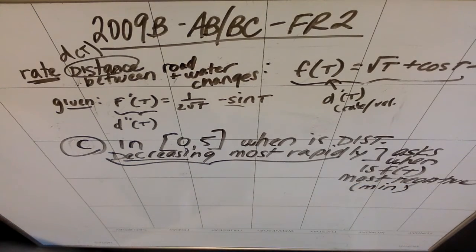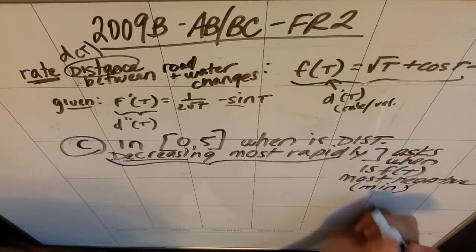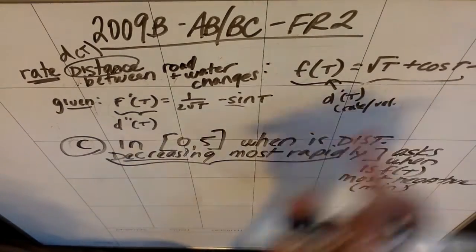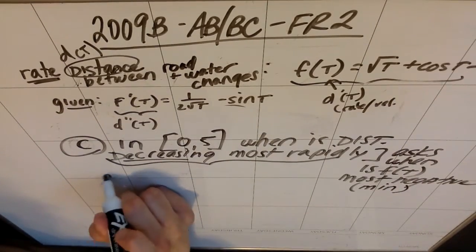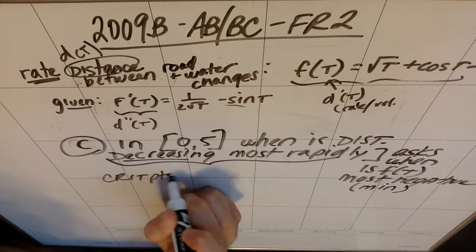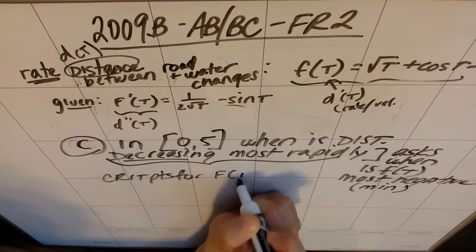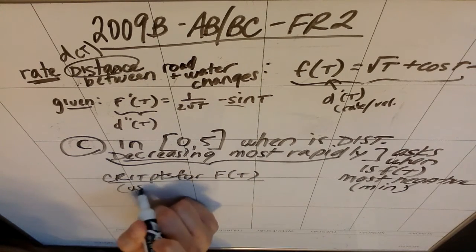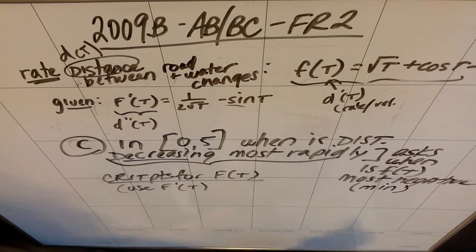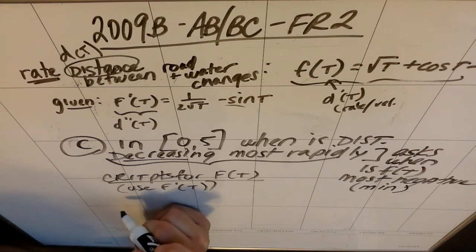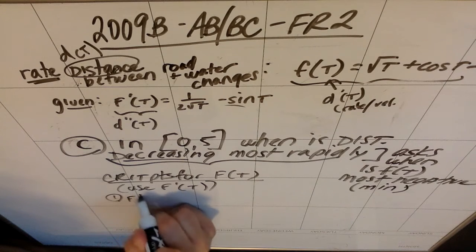What we're being asked to do is find extrema for f of t, right? So when you want f of t extrema, you use f prime of t, right? So we want critical points for f of t. That means we use f prime of t. So the possible critical points come in 3 basic varieties. Option number 1, f prime of t equals 0.